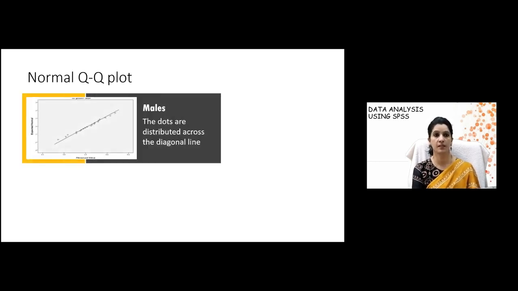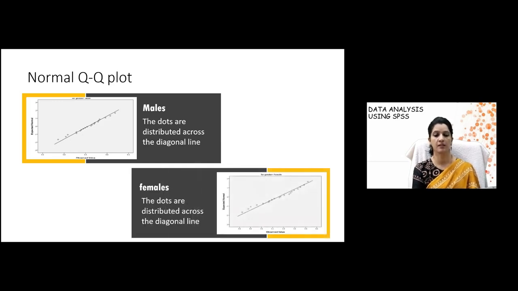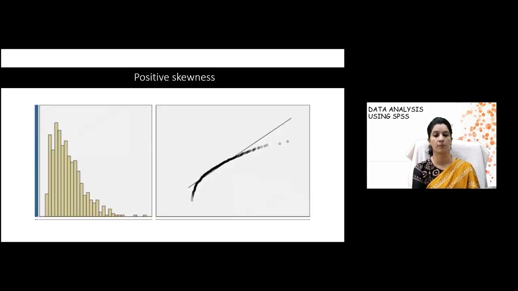This is the distribution of engagement score across male, and you can see that the dots are distributed along the diagonal line. The dots are again distributed along the diagonal line. So we can say that it is a normally distributed graph, a normally distributed QQ plot.